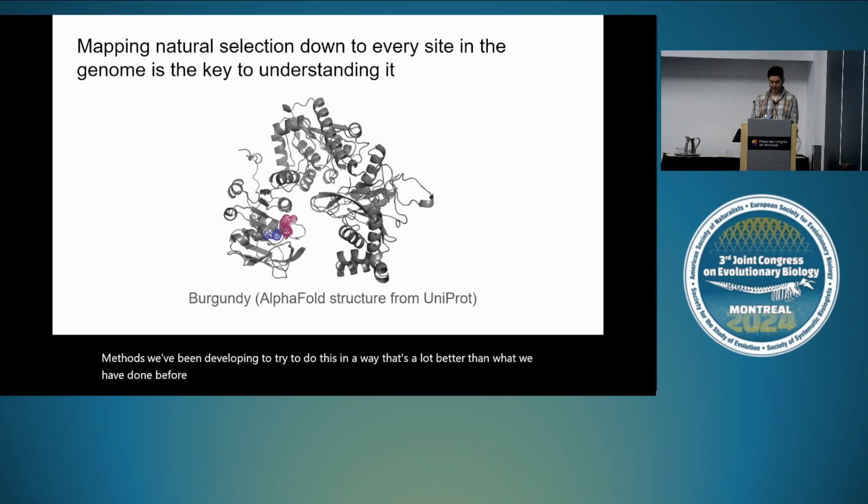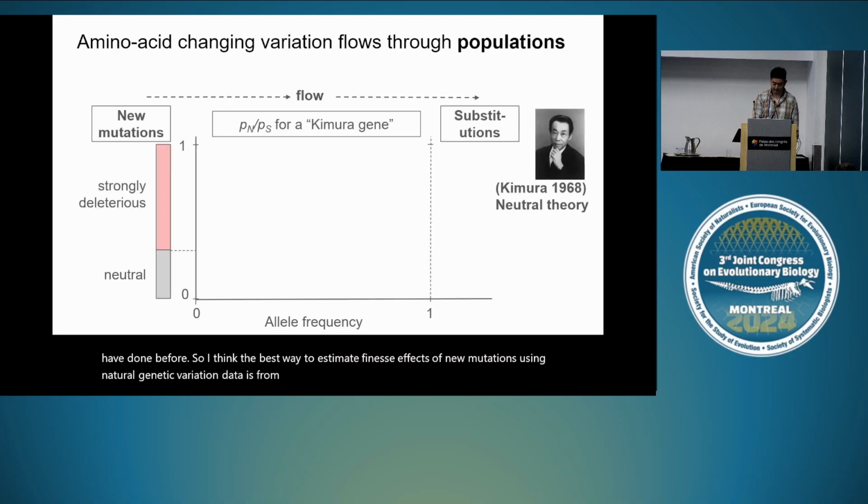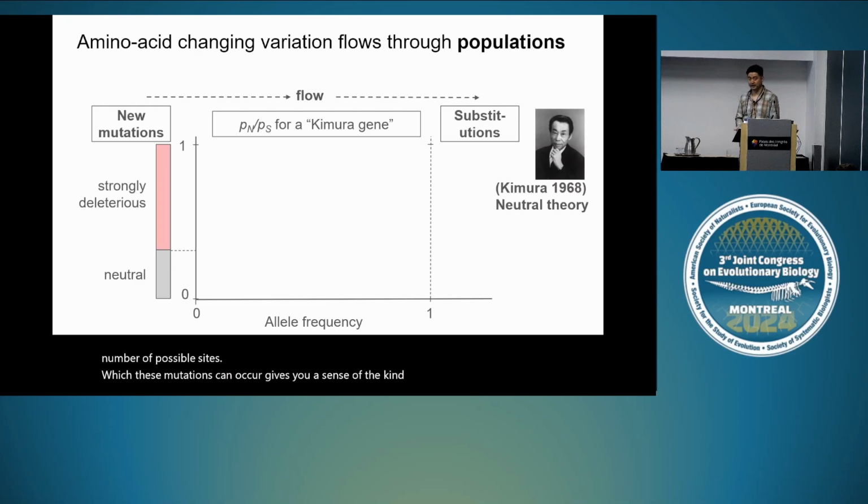So I think the best way to estimate fitness effects of new mutations using natural genomic variation data is from population genomic data. And here I'm just going to depict the classic way in protein coding sequences, the contrast between non-synonymous and synonymous variation. When you adjust this contrast for the total number of possible sites at which new mutations can occur, it gives you a sense of the kind of natural selection that's occurring.